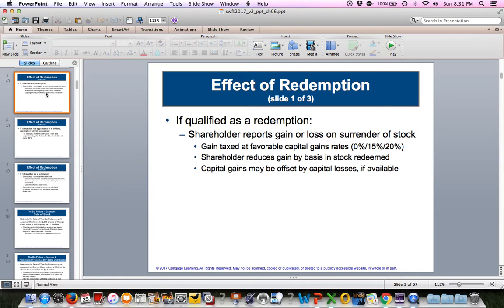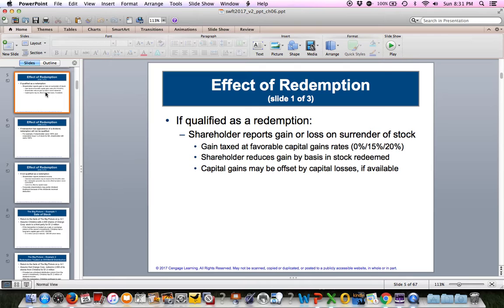The transaction can have the effect of a dividend distribution rather than a sale or exchange. This is quite typical when the corporation is a smaller, closely held corporation. And so, of course, we have to worry about tax avoidance, and that's what the IRS is concerned about. So that's the background, but make sure you read that on pages 6.2, a little bit on 6.3. Shareholder reports a gain or loss on surrender of a stock, gained at favorable capital gains rates of either 0, 15, or 20% based on your income level.